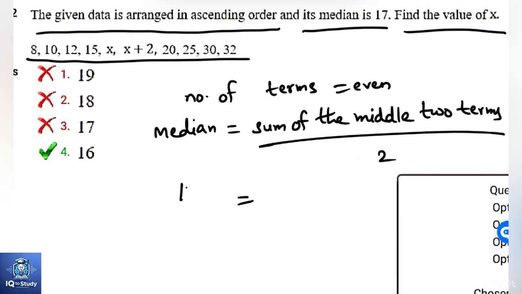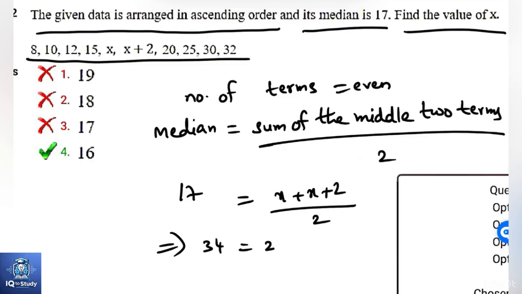According to the question, median is 17 and the sum of the middle two terms is x plus 2, divided by 2, which implies 34 is equal to 2x plus 2, and that implies x is equal to 16.